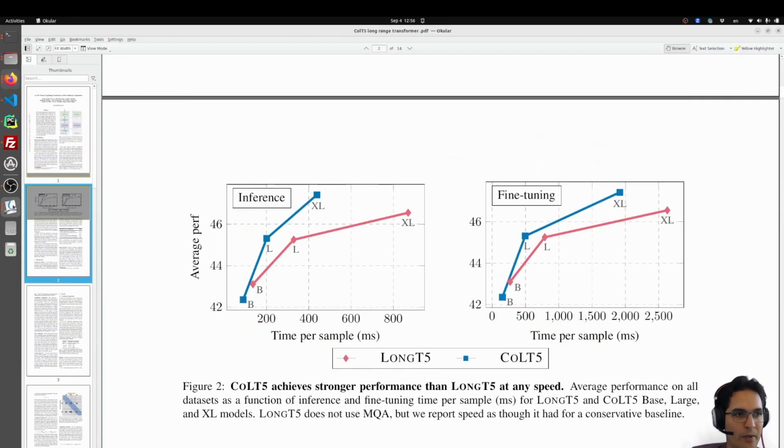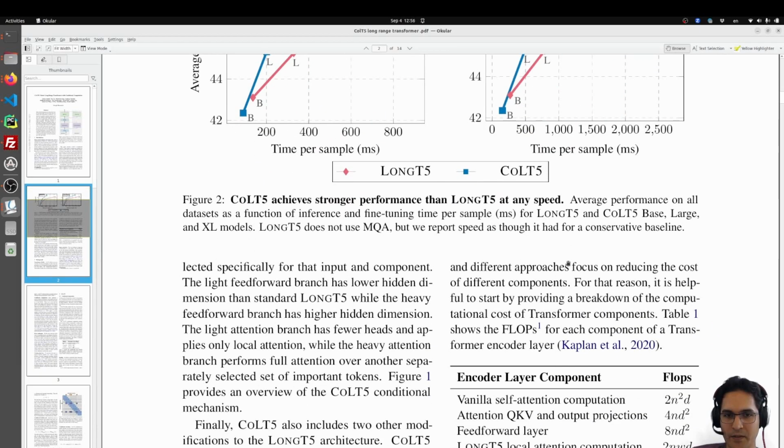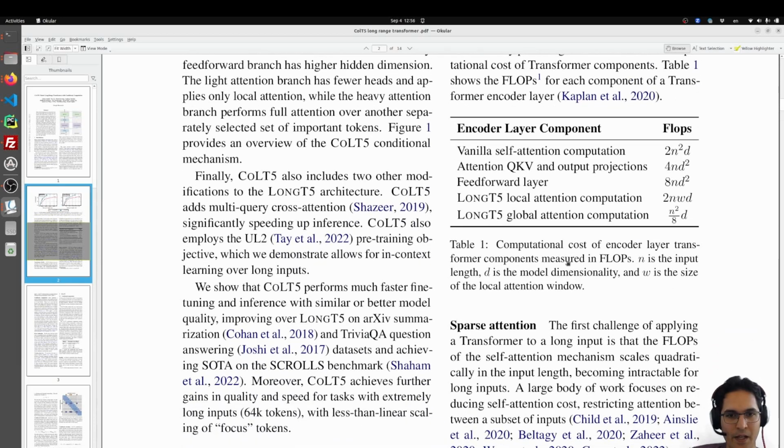And in the paper here, we talked about how in LongT5, they use Pegasus for the pre-training part. So that is the whole thing. Comparing these two, because of using that heavier attention, heavier MLP and routing system, it seems like ColT5 is faster. And now let's go down.